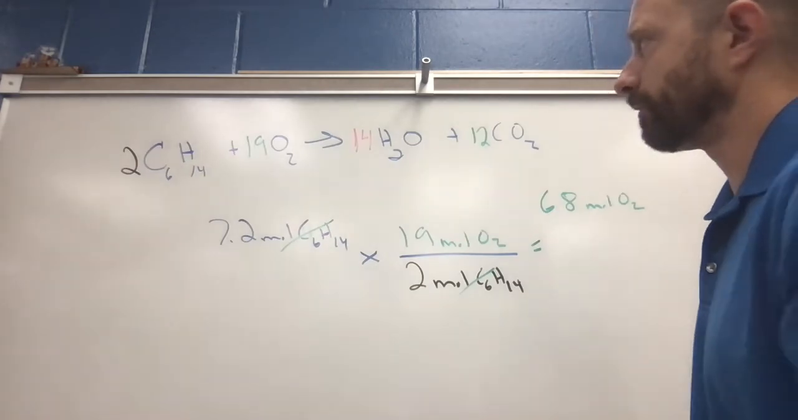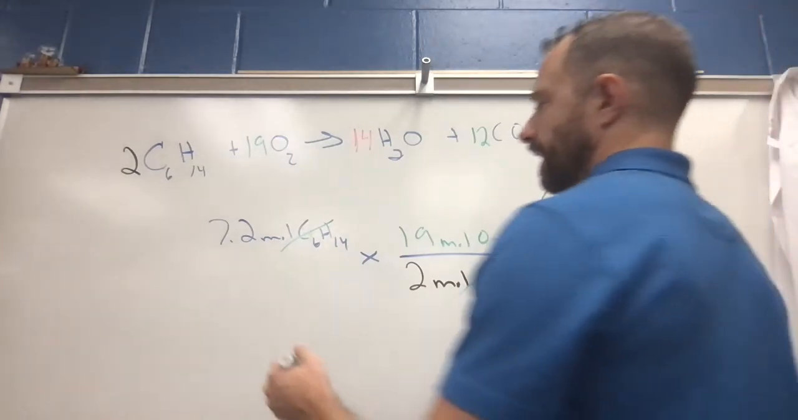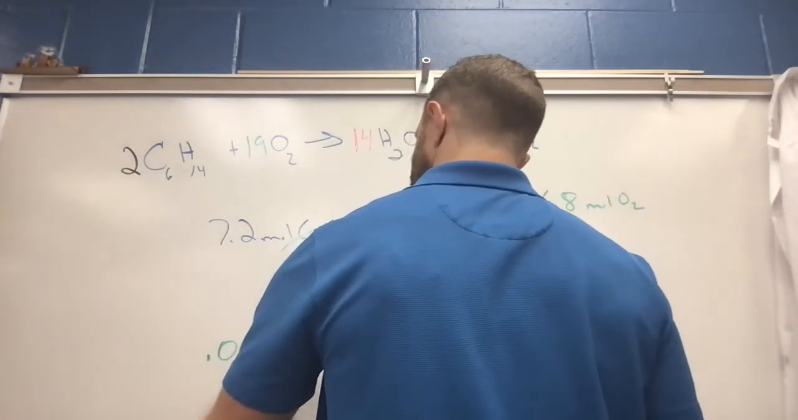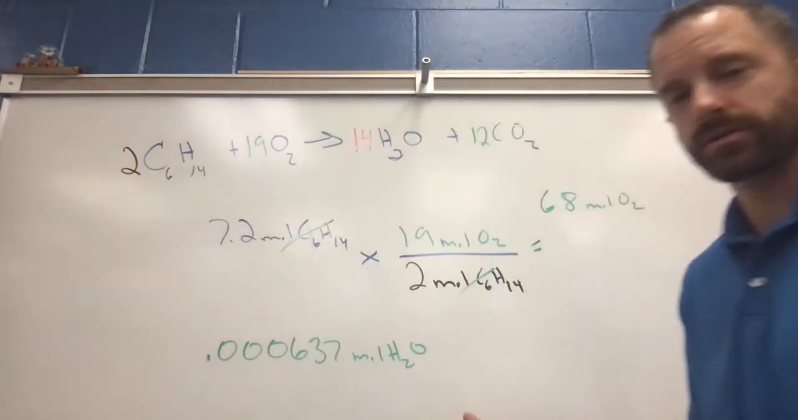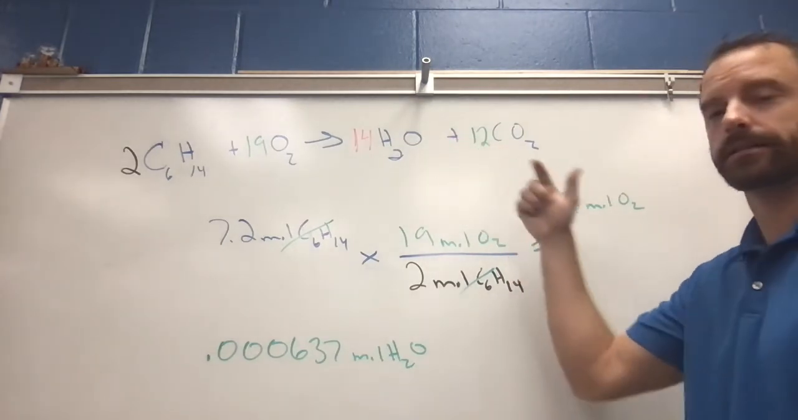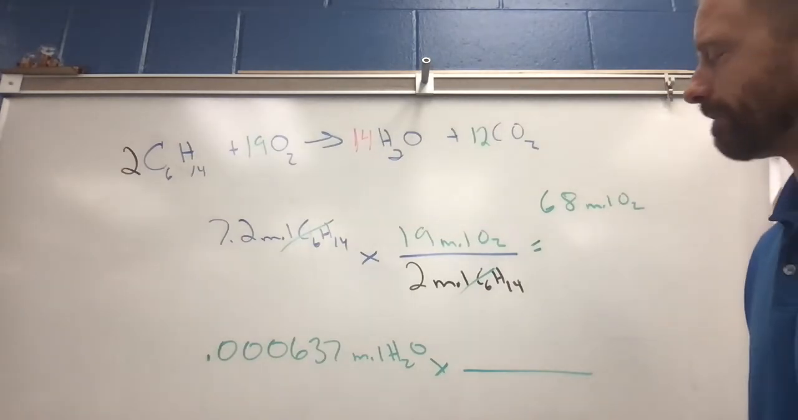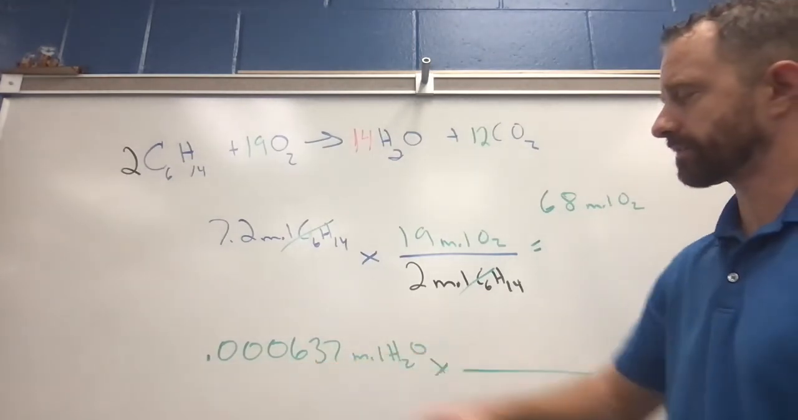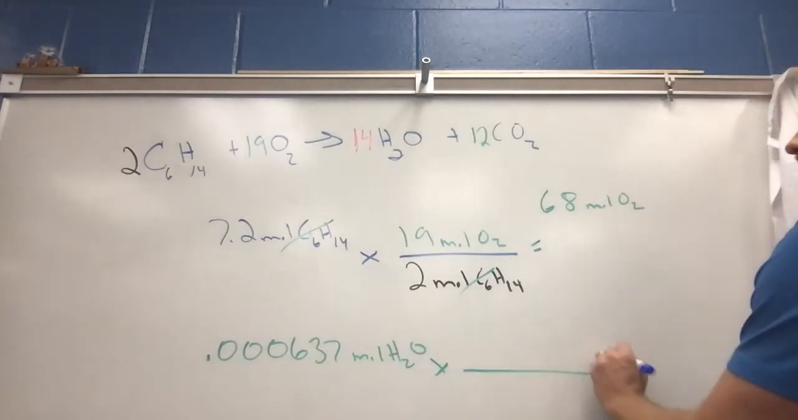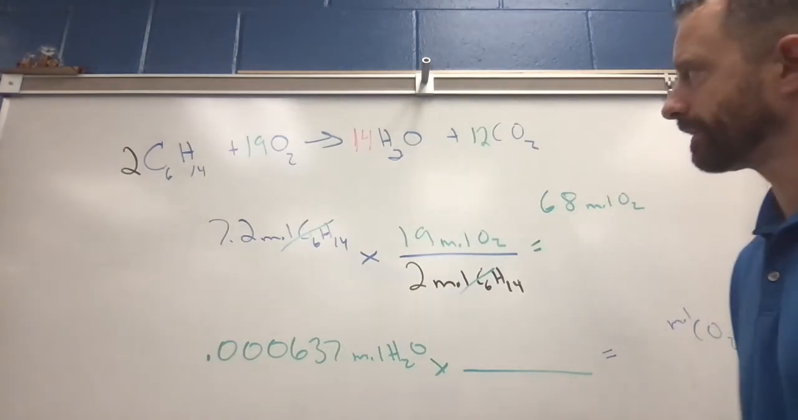Let's set up another one and maybe have you work ahead of me on that one. Let's say I want to produce 0.000637 moles of water, or molecules of water. It's moles or molecules, but not grams, not liters. It's count amounts, not measure amounts. So if I want to make 0.000637 moles of water, how much, let's say, carbon dioxide will I also produce? How many moles of carbon dioxide will I also produce? Maybe try and work ahead of me on that one.